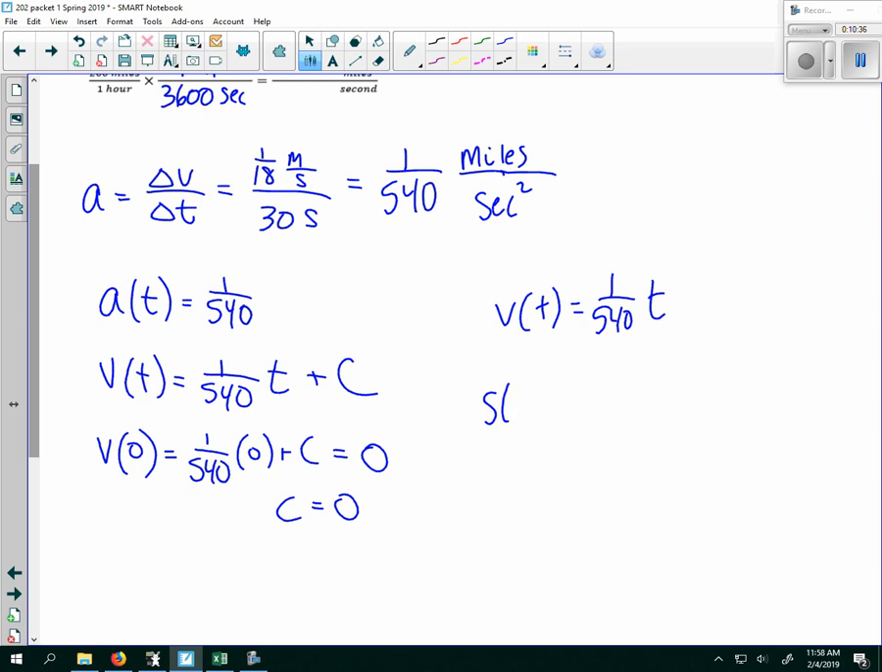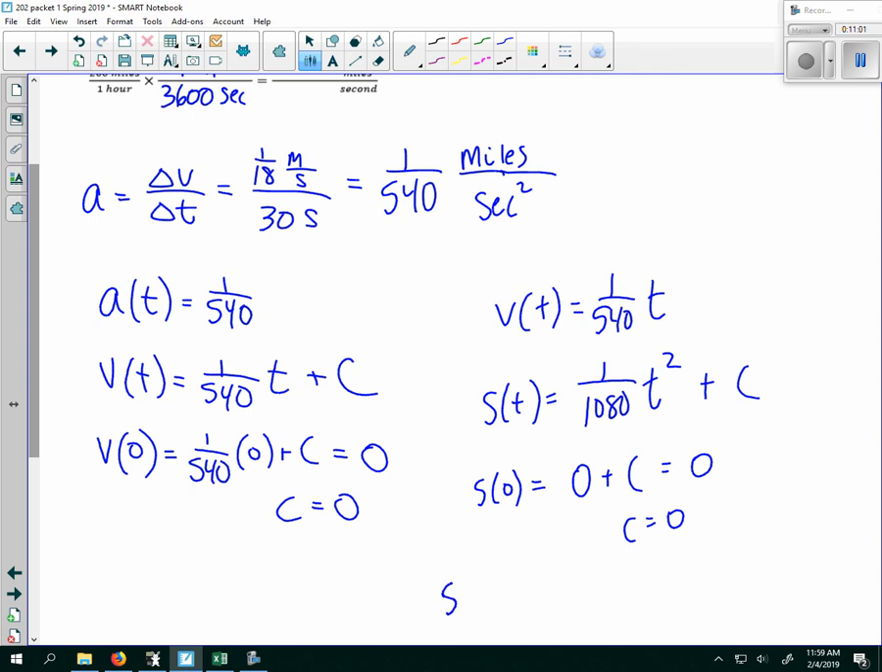So then my formula for position is 1 over 1080 t squared. Technically there's a plus c, but we're going to assume the beginning of the runway is position 0. So at time 0, we're at position 0. So this is 0 plus c is 0. You get c is 0 again. So my position function, s of t, is 1 over 1080 t squared.